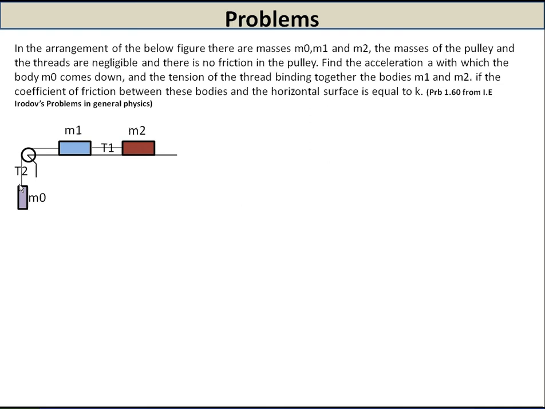To solve this problem, let us assume that the tension of the thread between the masses m1 and m2 is T1 and between m0 and m1 is T2, and let's assume the acceleration with which the mass m0 falls downwards is a. Of course the same acceleration will be applicable for m1 and m2 too. So with this information in mind, let us try to solve this problem.